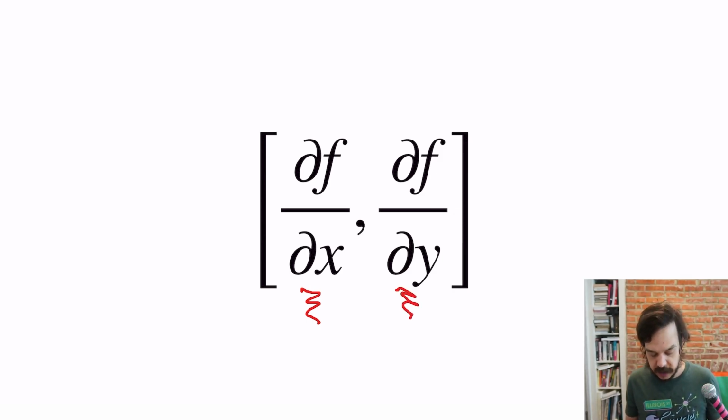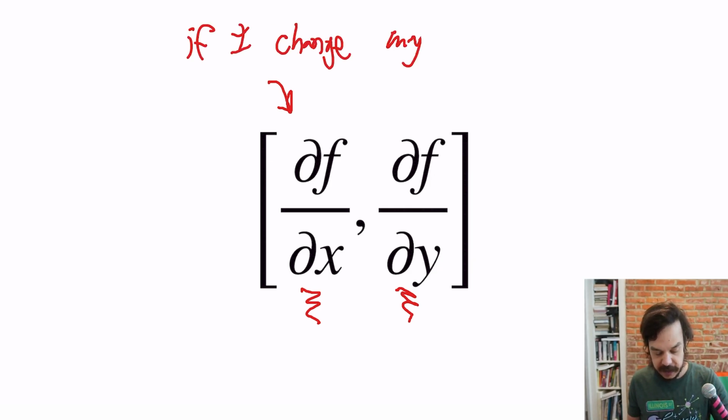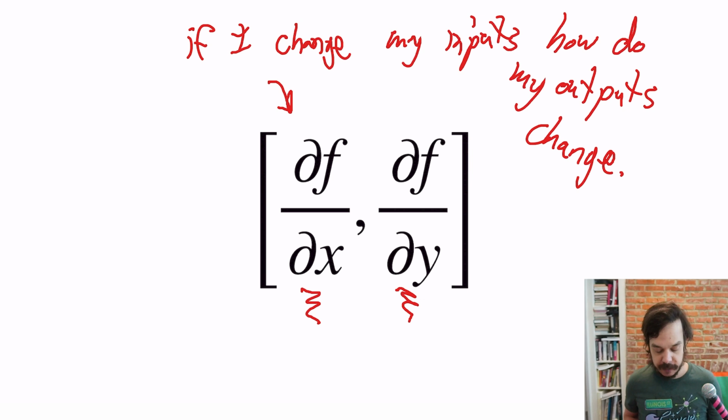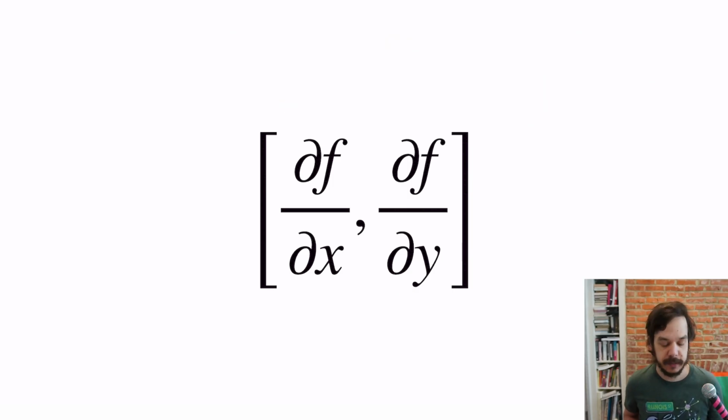And then the second one is the same derivative of f with respect to y. So both of these really correspond to, if I change my inputs, how do my outputs change? And to compute these two derivatives, we essentially are going to apply the chain rule over our entire computational graph. And as you might have guessed, we do this backwards from the output to the inputs.